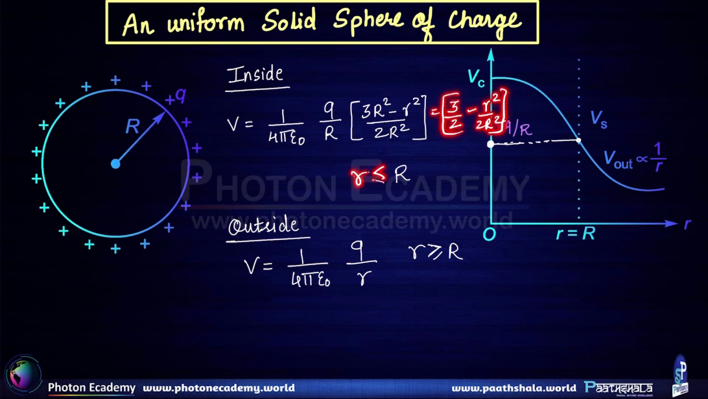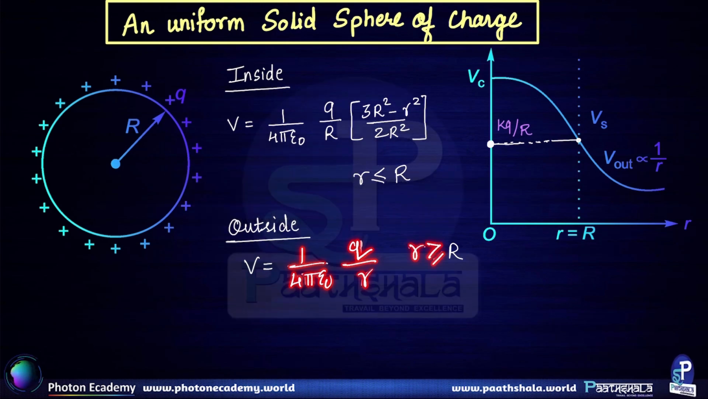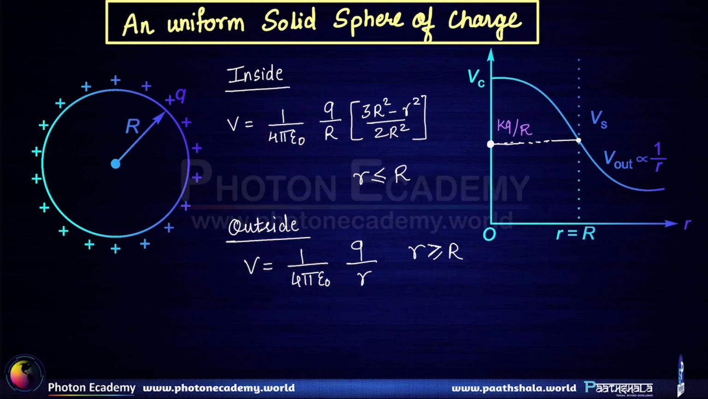This is for r less than or equal to R, and outside we simply have 1/(4πε₀) q/r. This is for r greater than or equal to capital R, and the expression for r less than or equal to R matches the expression for r greater than or equal to R, and both expressions are going to give us the value kq/R at the surface. k happens to be this constant. So inside this is the expression, and outside we have this expression, inversely proportional to r, simply speaking. So this is for a uniform solid sphere of charge.